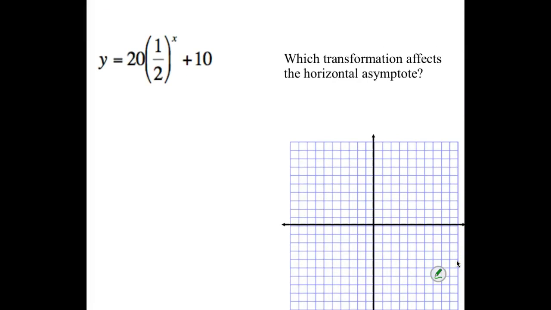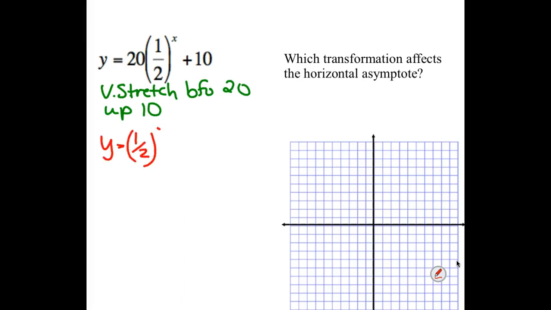What transformations are happening on this one? Okay, we have a vertical stretch by a factor of 20, and then what? Okay, so we're going to have some big numbers on this. We're going to have to adjust our scale a little bit. Let's start out graphing our parent function, y equals 1/2 to the x power.